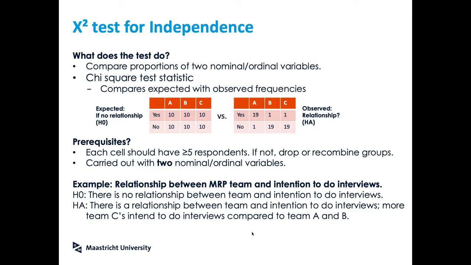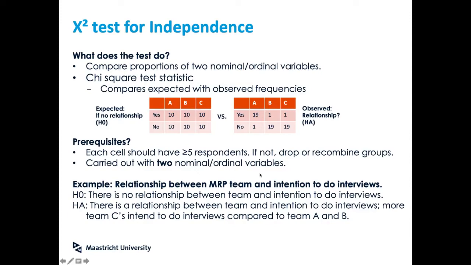interviews. The prerequisites for this test are that each cell, as you can see above, should have more than 5 respondents. So in the example here with only 1 respondent in the cells, we would need to acknowledge this as a limitation, or if possible, recombine groups into larger groups such that we have 5 respondents in each cell. The other prerequisite, of course, is that we are talking about 2 nominal or ordinal variables.